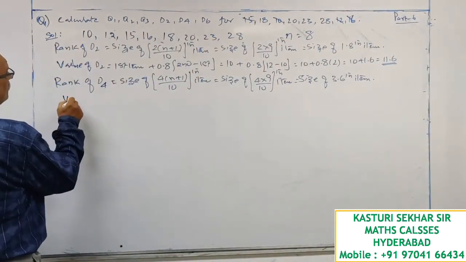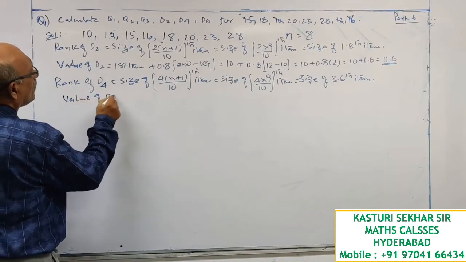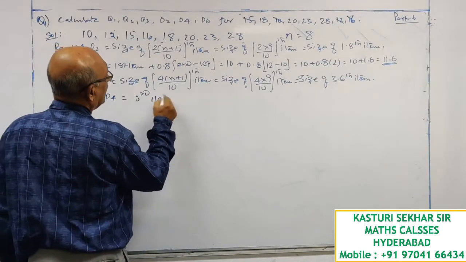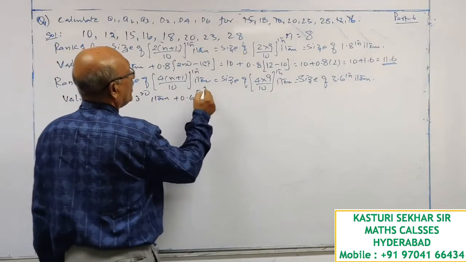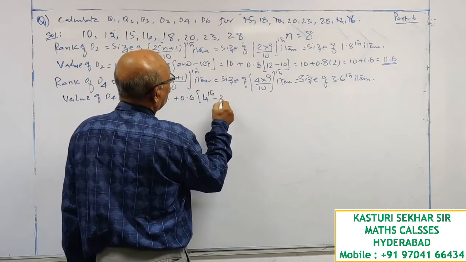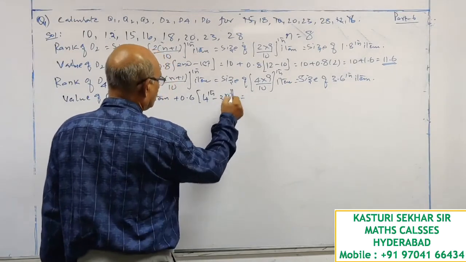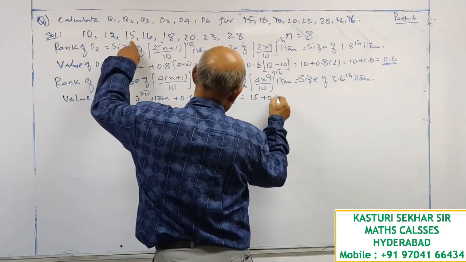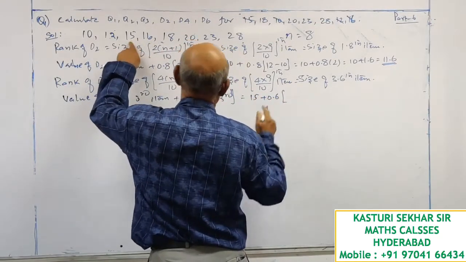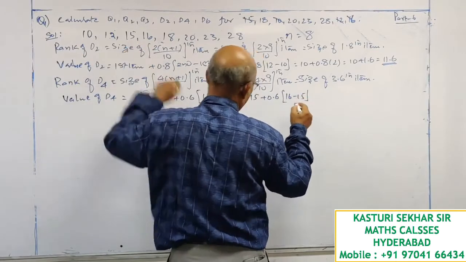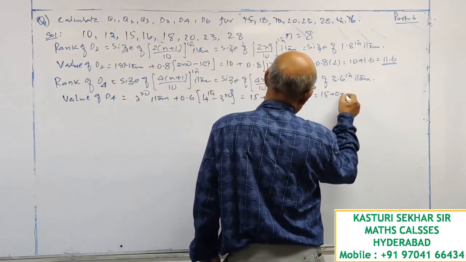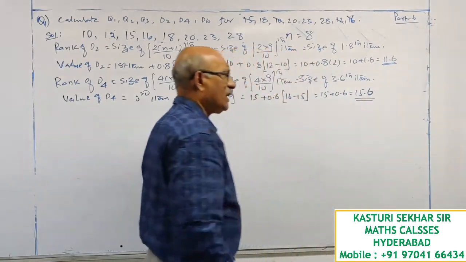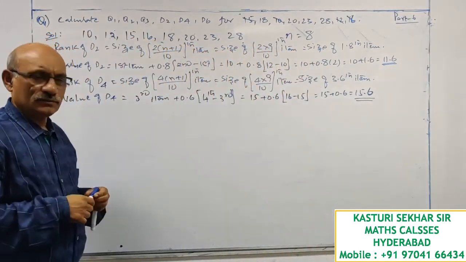Value of D4 is equal to third item plus 0.6 into fourth minus third. Third item is 15. 0.6 into (fourth minus third), 15 plus 0.6, 15.6. Value is equal to 15.6.